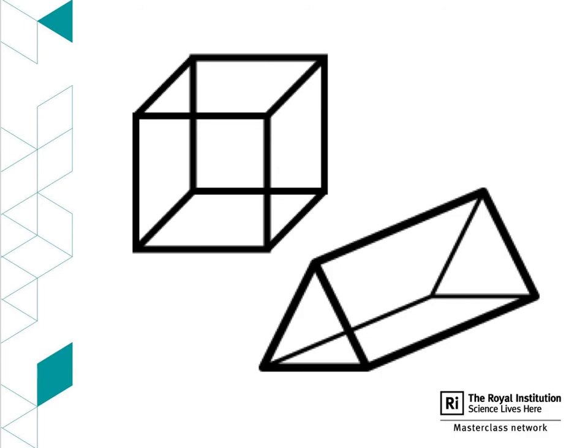How many edges does a cube have? How many vertices? How many faces? And what's V take away E add F? What about for the prism? Pause the video and have a go.